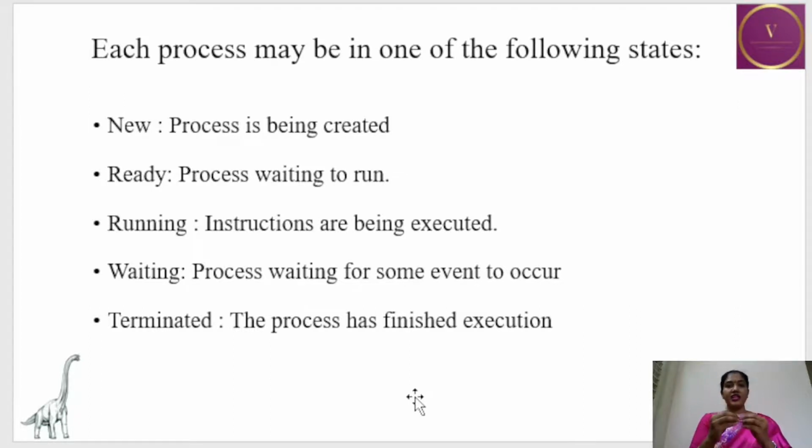So this is the state diagram of the process. When this question comes, you have to draw the diagram and give the explanation about each state. So if it is coming as a 5-mark question with the diagram, you have to give the explanation. You will be getting the 5 marks. Okay.